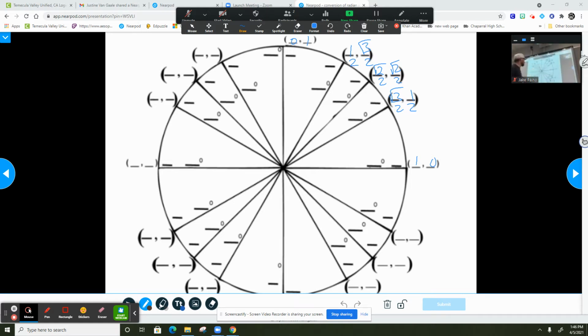So for example, if I wanted to do quadrant 3, it's going to match up, but there's going to be negatives. Negative rad 3 over 2, negative 1/2. Negative rad 2 over 2, negative rad 2 over 2, negative 1/2, negative rad 3 over 2. So it just matches up with the correct quadrant. Okay, that's our shortcut.